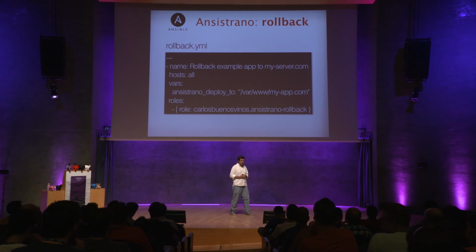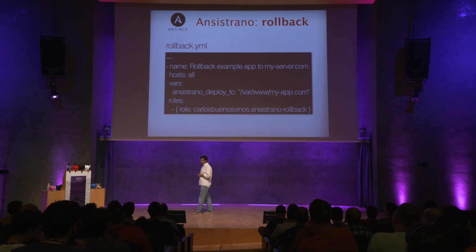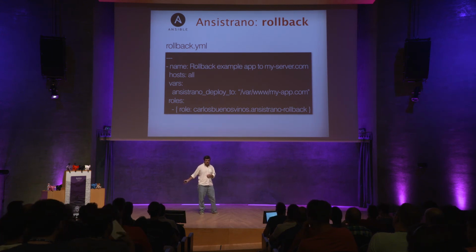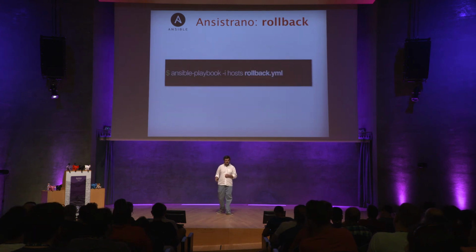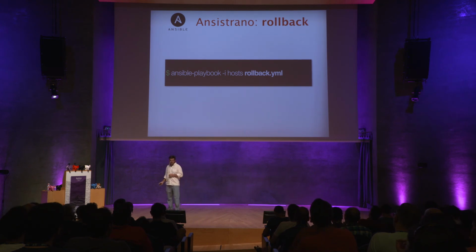Now, if you need to do a rollback, what you need to do is create another playbook with just one variable, which is where Ansistrano is going to find the deployment. And then we set the rollback role. And then we just run it. And that takes care of rolling back to a previous version.